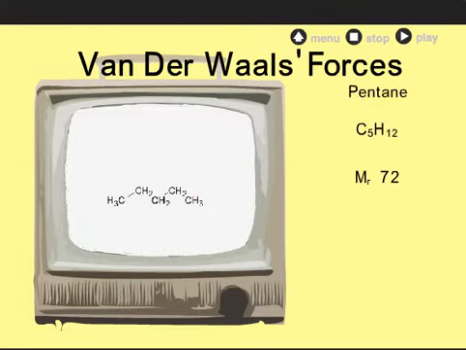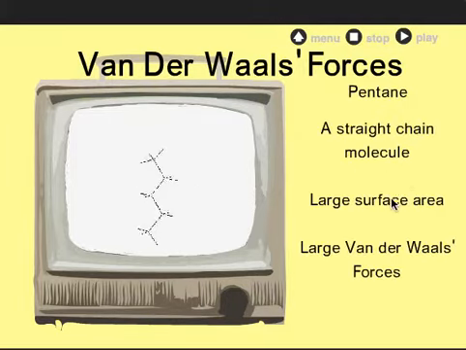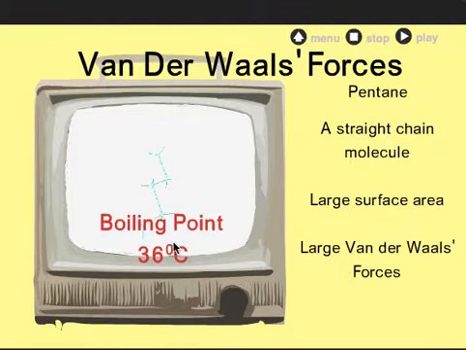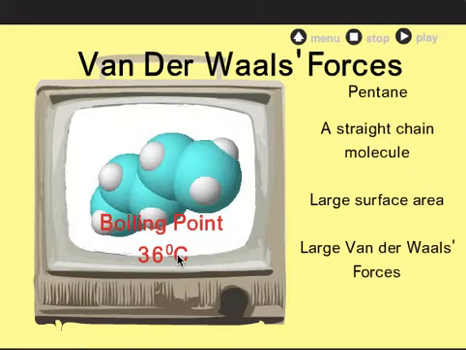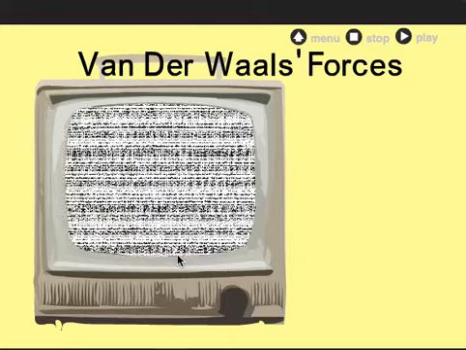So this is an organic compound. It is called pentane, so it has a molar mass of 72. It's going to have a lot of van der Waals, and you need to increase your temperature to 36 degrees to turn that from a liquid into a gas.